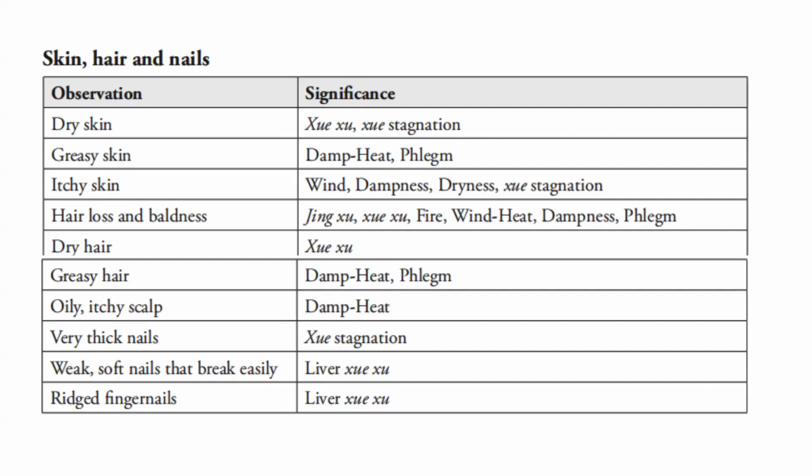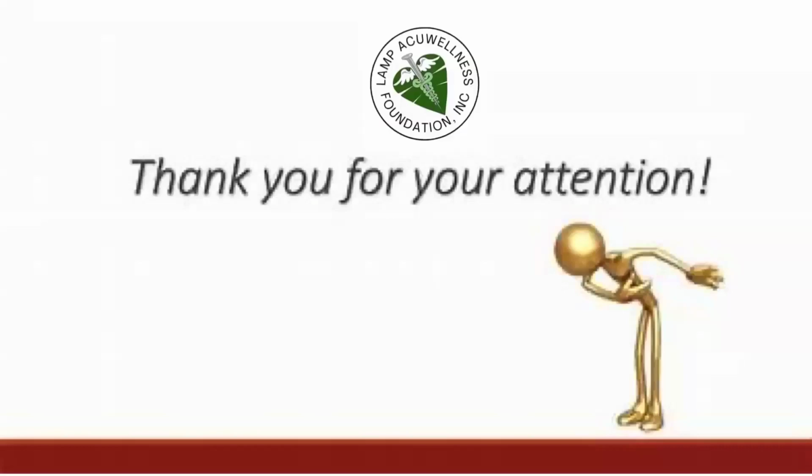Oily, itchy scalp means damp heat. Very thick nails means blood stagnation. Weak, soft nails that break easily is a liver blood shu. Rigid fingernails, significance is liver blood shu.